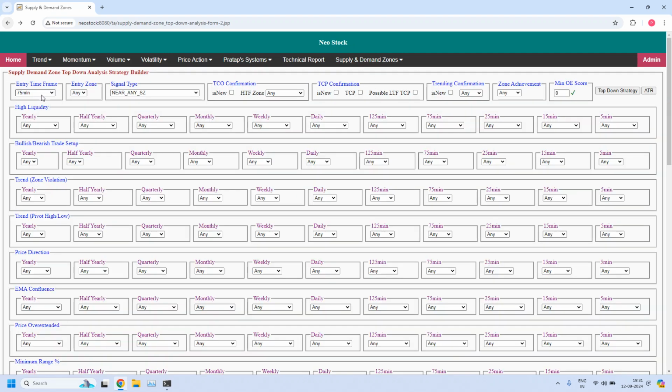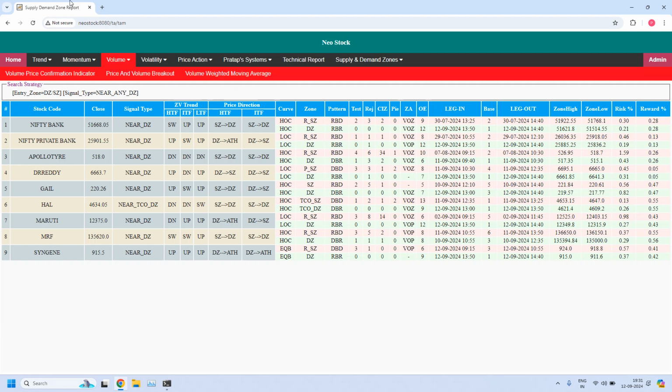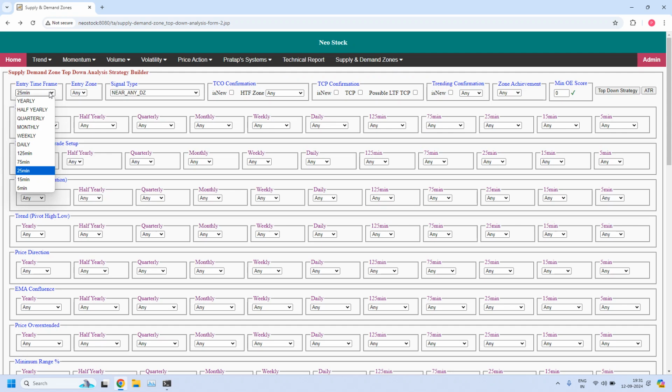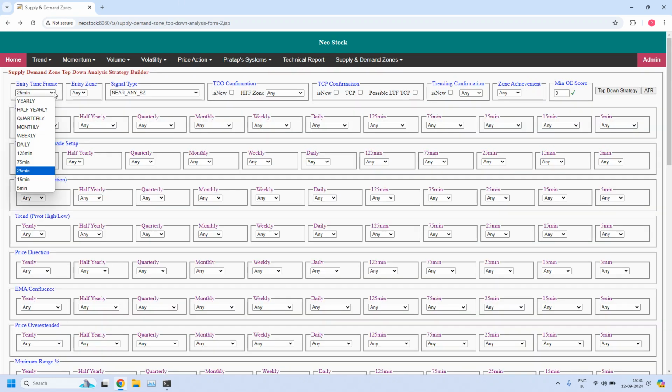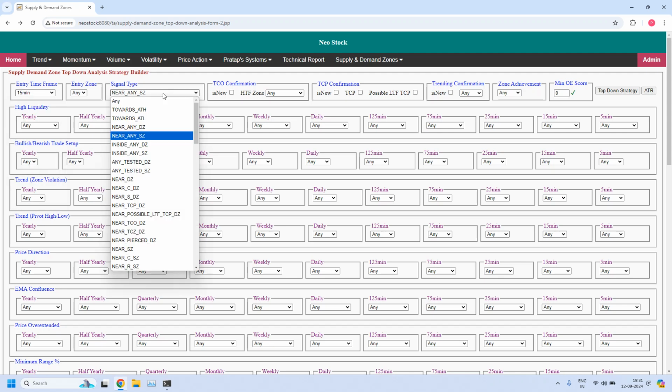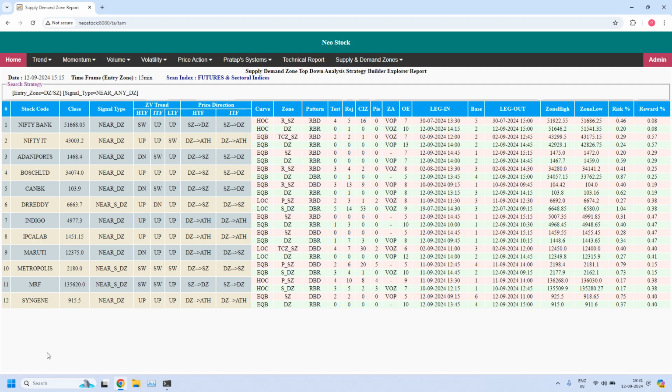So next time frame is 25 minutes. Let us find the stocks near 25 minutes demand zone. 9 stocks are filtered. Next, for 25 minutes time frame, let us find the stocks near 25 minutes supply zone. 2 stocks are filtered. Next time frame is 15 minutes. Let us find the stocks near 15 minutes demand zone. 12 stocks are filtered.